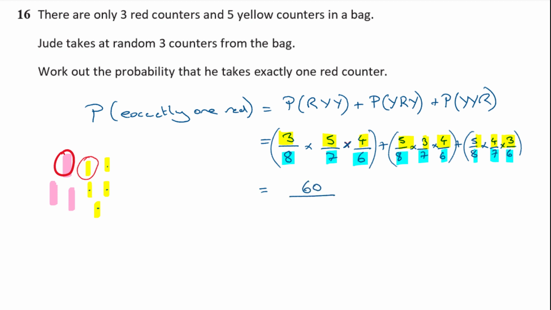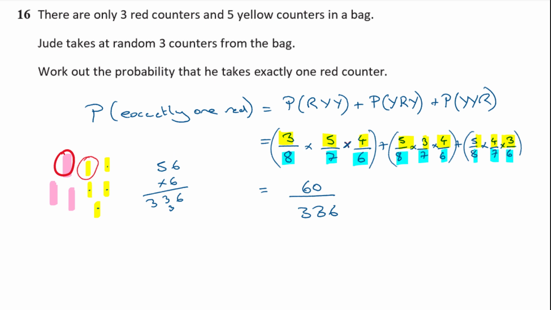8 times 7 times 6, that's a little bit more hard work, isn't it? I'm going to have to do a little bit of long multiplication for this one. Do I? Yes, I do. So 8 times 7 is 56, and then I want to times that by 6, don't I? So what's that? 6 sixes are 36, 6 carry 3, 5 sixes are 30, plus 3 is 33, and then that's it, 336. So that's 336 on the bottom.